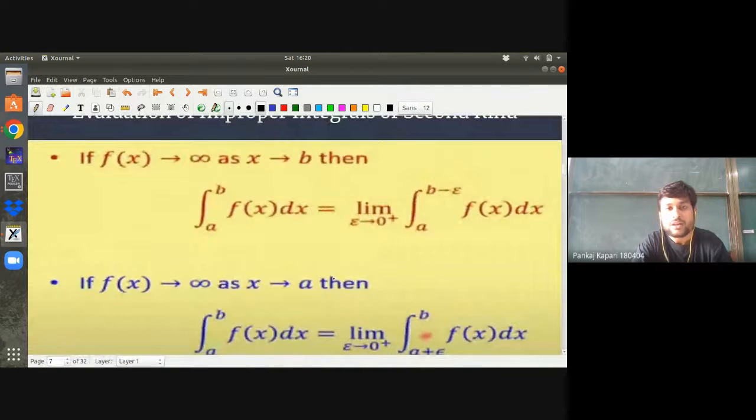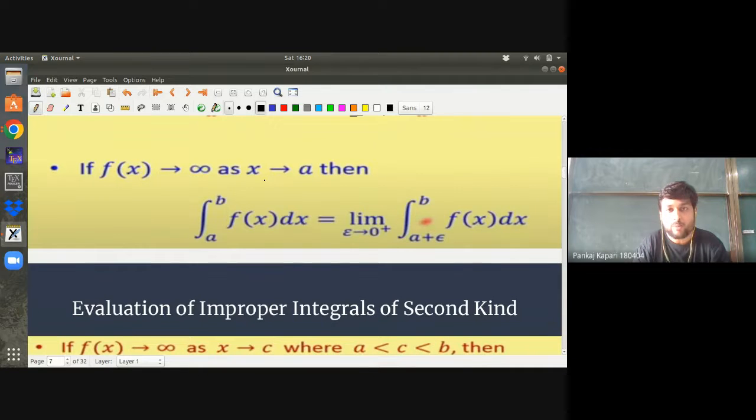Okay. So if there is a problem at b, let's say the function becoming infinity as x goes to b, what we will do is take something smaller than b. Something smaller than b means we will subtract something from b. So this is b minus epsilon, and then we will take the limit epsilon goes to 0. Similarly, if there is a problem at the lower endpoint, like the function becoming unbounded as x goes to a, what we will do is take something bigger than a.